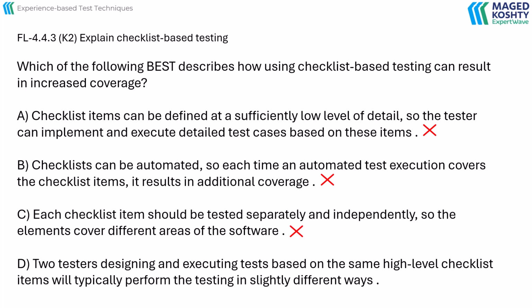D. Two testers designing and executing tests based on the same high-level checklist items will typically perform the testing in slightly different ways. This is correct. When checklists are high-level, there is a big chance that each tester will use different values for the test cases, which could mean more coverage but less repeatability. The correct answer is D.